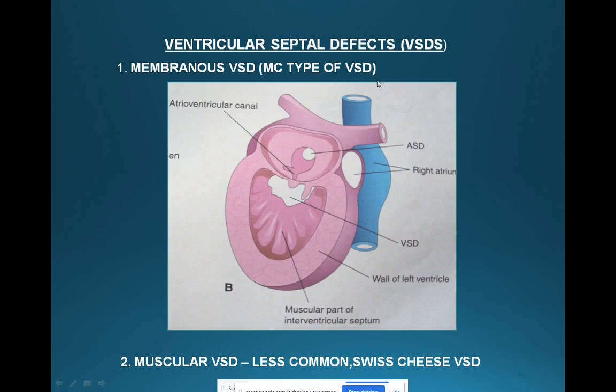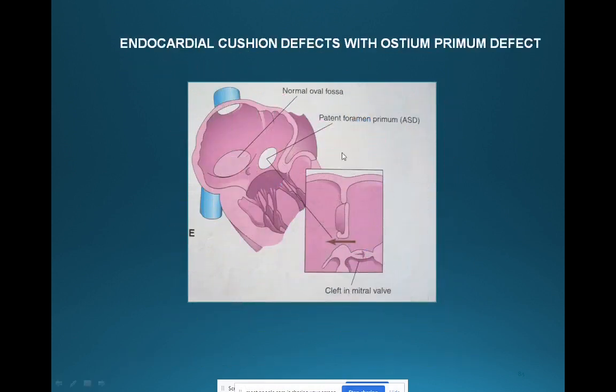Then VSD, ventricular septal defects. As we have discussed, there are three components: muscular, membranous, and conotruncal. The defect is more common if the membranous component is involved. Here you can see a ventricular septal defect. This is the muscular wall, no problem with that, but the main problem is with the membranous part. So this is the ventricular septal defect.